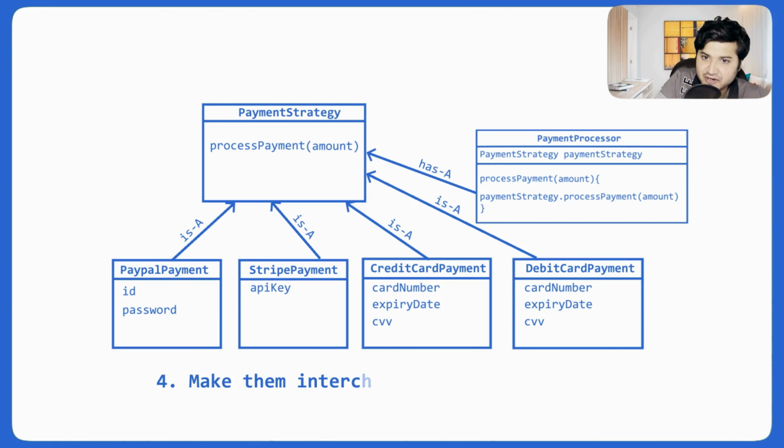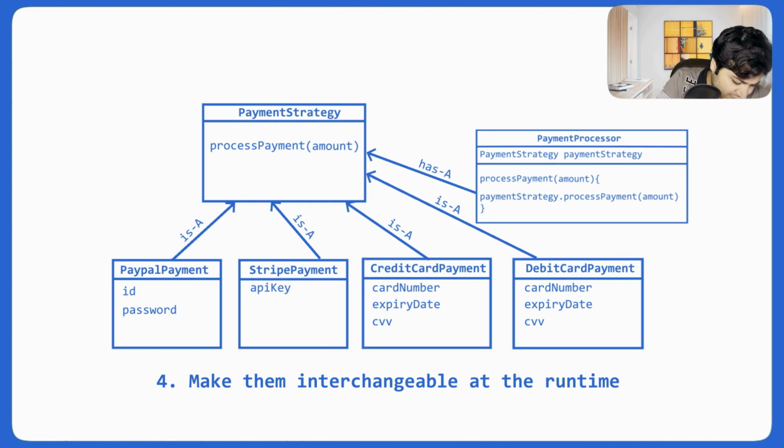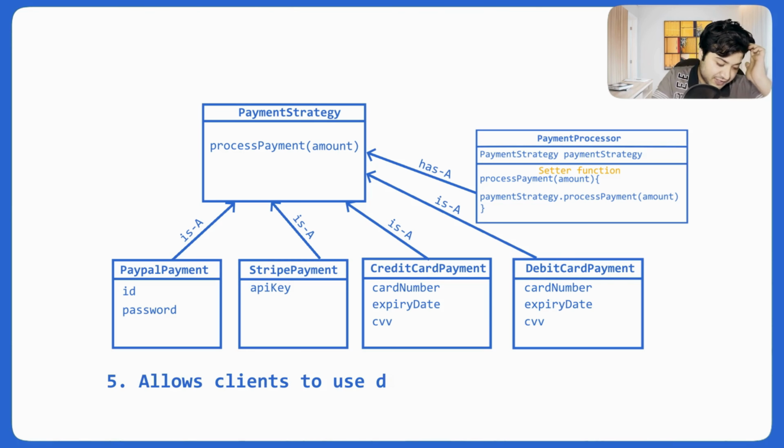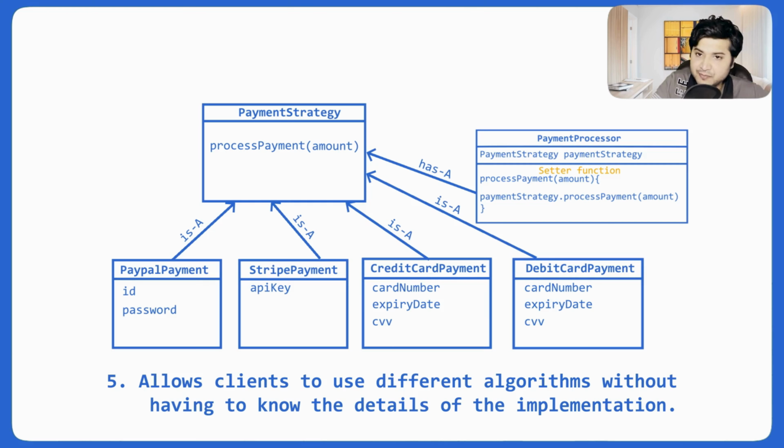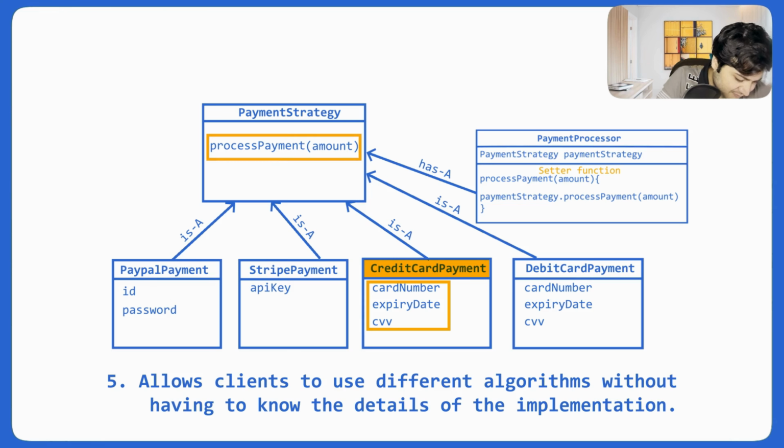Make them interchangeable at runtime. Can we interchange them at runtime? Yes, of course we can. If we have a setter function in payment processor, we can change it at runtime. Allows client to use different algos without knowing the details of how it's implemented. Since it's encapsulated, the user doesn't want to see how the payment strategy is implemented. They just select credit card payment, fill in the details, and they're done. The payment happens, right? Here also, the process payment function would be implemented by this credit card pay strategy. How would the user get to know how it is implemented? We allow the client to use different algos without them knowing what the details are.